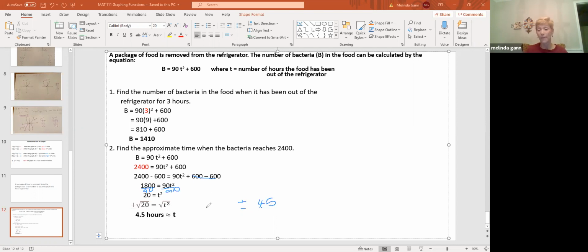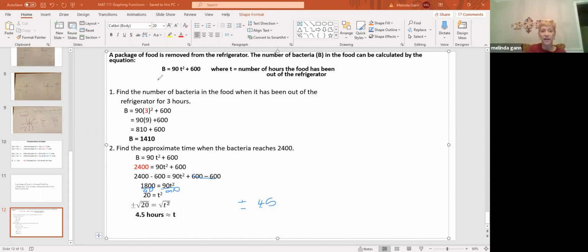So I could go Google what number of bacteria is problematic for a person. Your body can fight some bacteria. And if I knew that your body couldn't handle more than 5,000 bacteria, then I would put a 5,000 in there so I would know how long I could leave my food out. I don't know what that number is, so that might be a good thing to do. Go Google and see how much bacteria your body can handle so you know how long to leave food out.